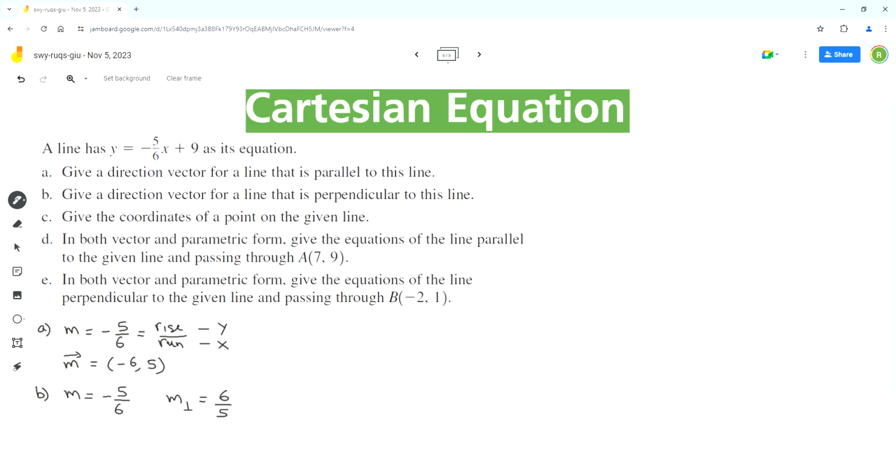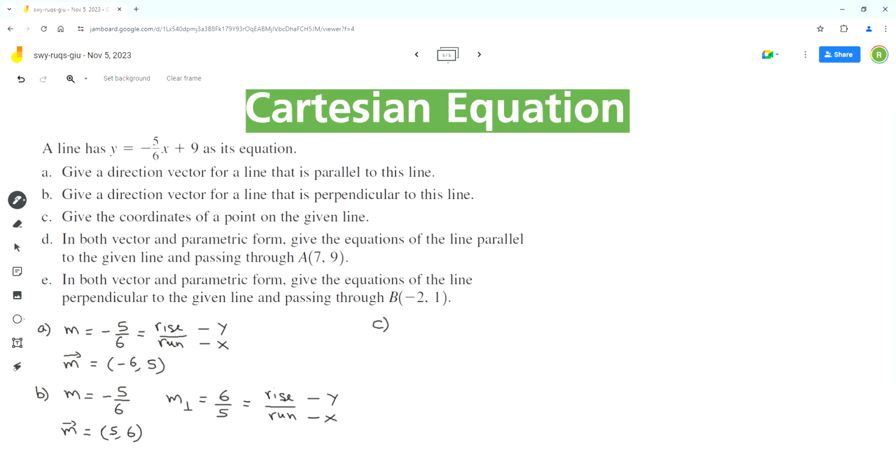So it became positive. And we know the formula for slope is rise over run. The rise is along the y-axis and the run is along the x-axis. So the direction vector for a line that is perpendicular to the given line is 5, 6. So there is a very important concept we need to understand and memorize. So this should be the final answer for part B.